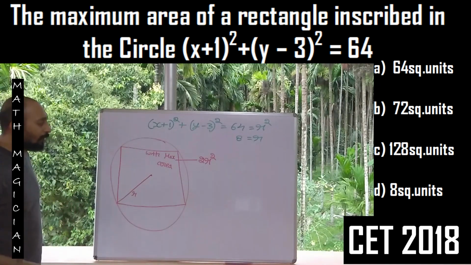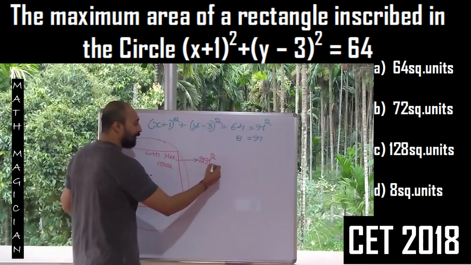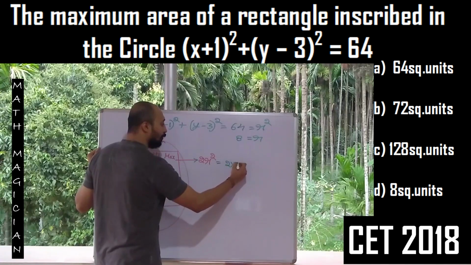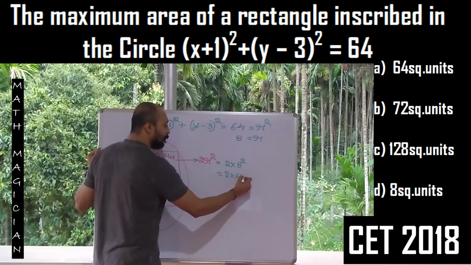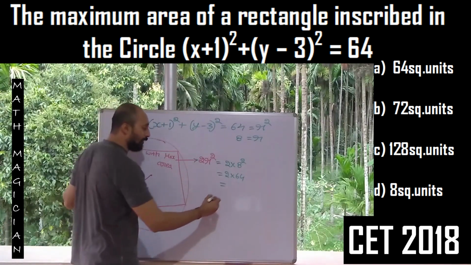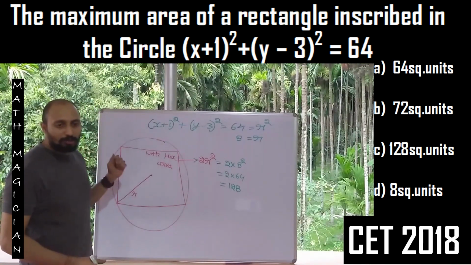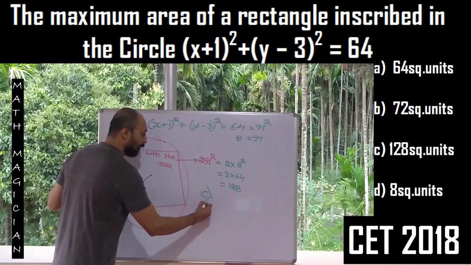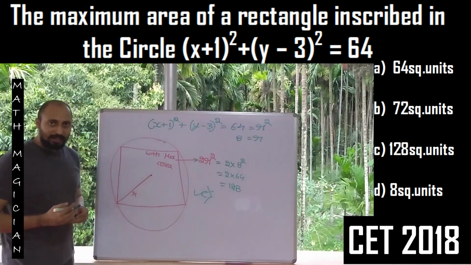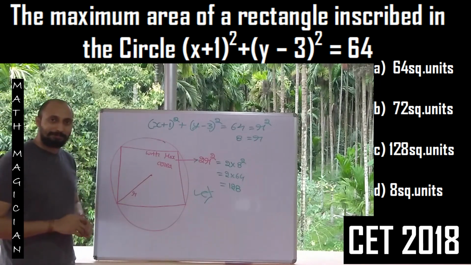So we know the value of r here. What is the value of r? The value of r is 8. So directly I can take that as 2 into 8 square. So 8 square is 64, and 64 into 2 is 128 centimeter squares, I suppose. So 128 square units is option C. So option C is your right answer, and this is the first question from 2018.